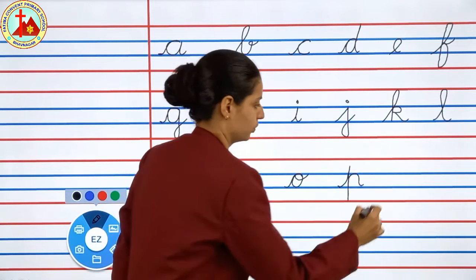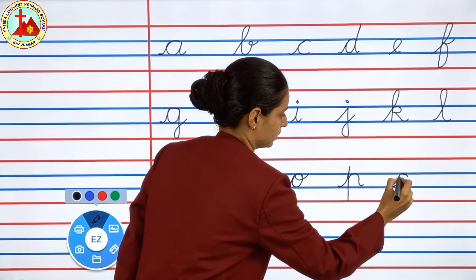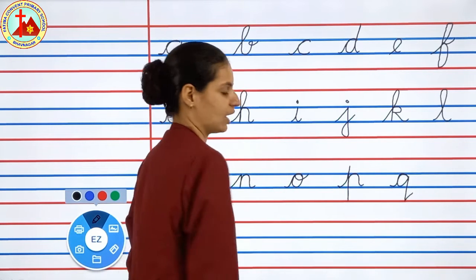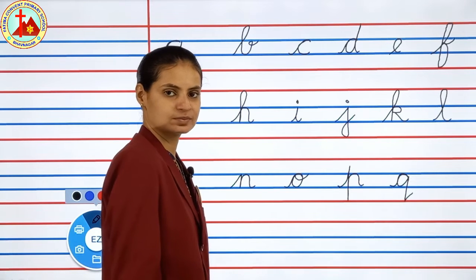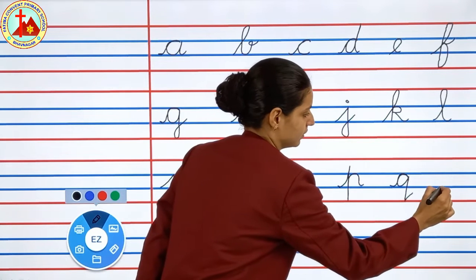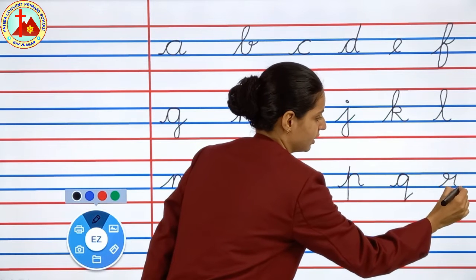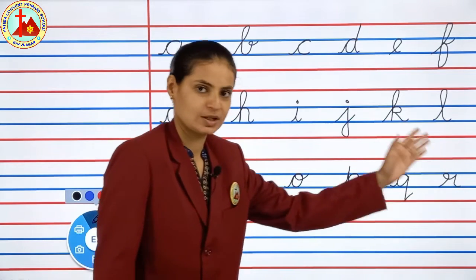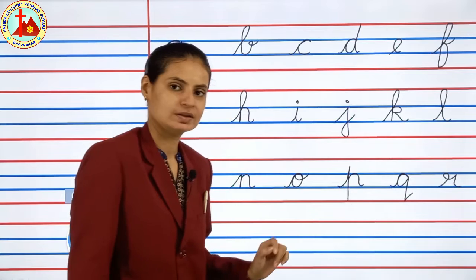Then Q. Start with curve. Cursive small q. Touch the bottom red line. Then which letter will come next? R. Cursive small r in blue line. So now here also we have finished the third line, and here we finished 6 letters in the third line.